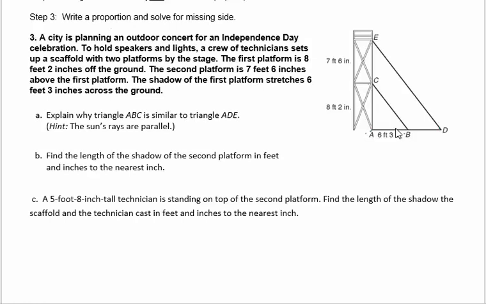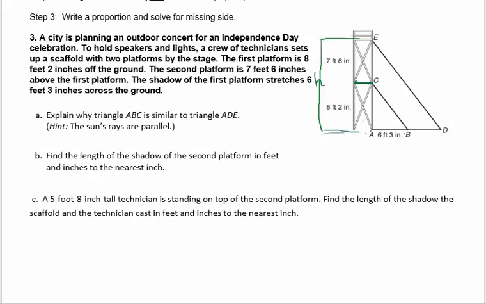So here's the scaffolding here, 2 layers of scaffolding. And the first platform right here is 8 feet 2 inches off the ground. The second one is another 7 foot 6 inches above the first one. So you may need to find the height overall, which would be here. You could add those two together. And the shadow of the first platform stretches 6 feet 3 inches here.